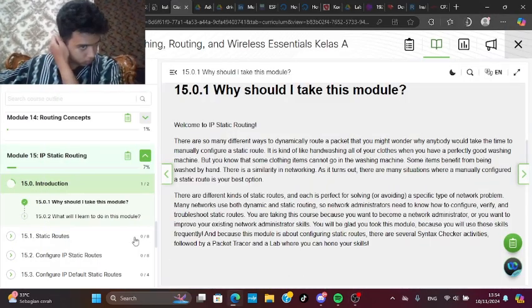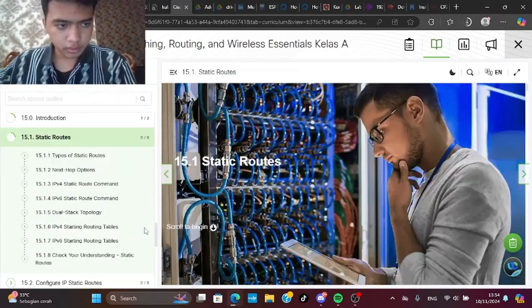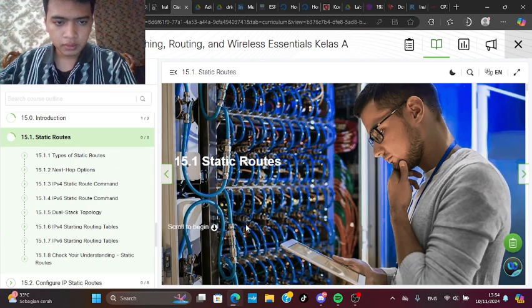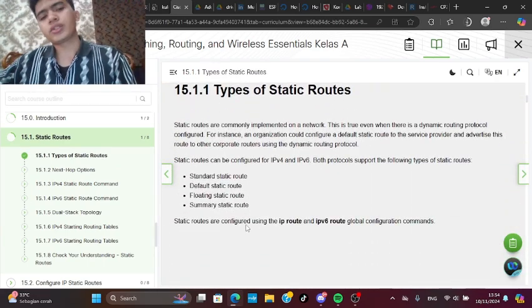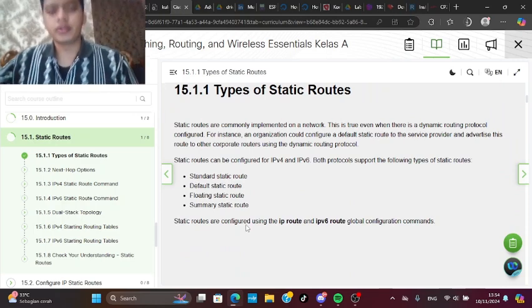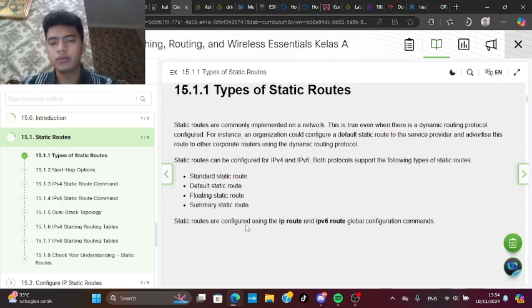Okay, let's continue. The first is 15.1 static routes. Static routes are commonly implemented on a network. This is true even when there is a dynamic routing protocol configured. For instance, an organization could configure a default static route to a service provider and advertise this route to other corporate routers using a dynamic routing protocol.